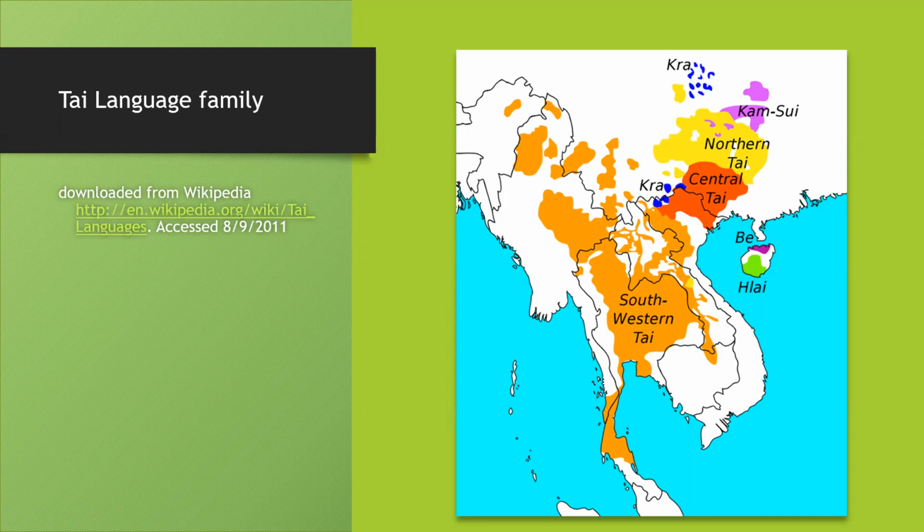The other small colors there, the Gra, the Kam Sui, the Be, and the Hlai, refer to smaller groups of languages that are more distantly related to Tai, and I won't be speaking any more about them today. But we will talk about the Northern Tai, Central Tai, and Southwestern Tai a little bit.